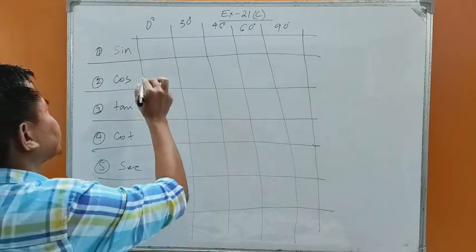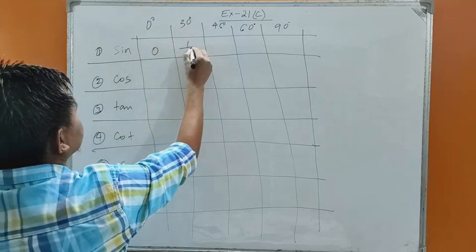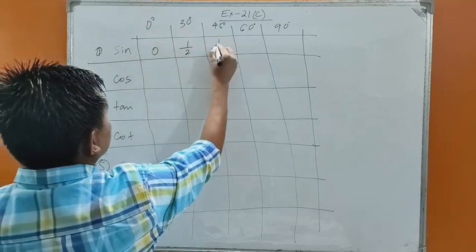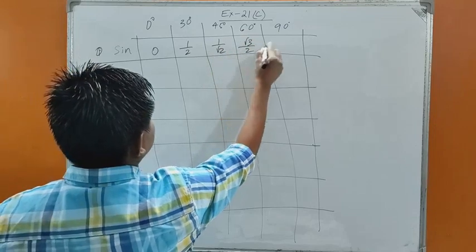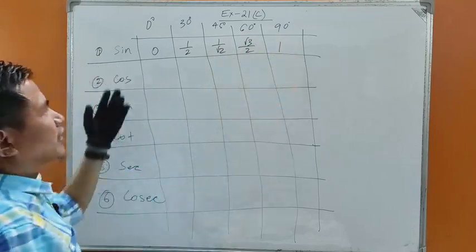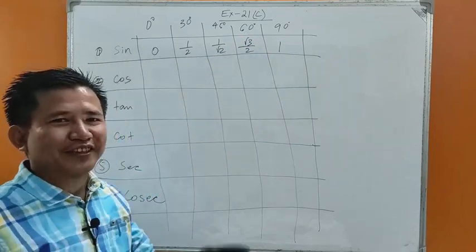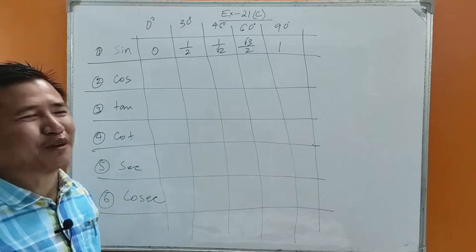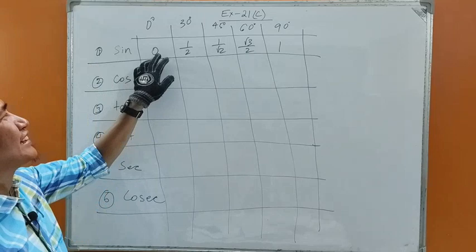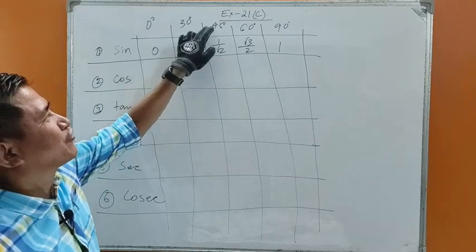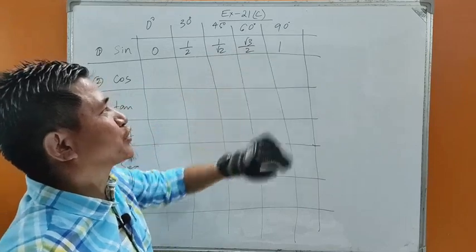So let's do that. Sine 0 degree is 0, sine 30 degree is half, sine 45 degree is 1 upon root 2, sine 60 degree is root 3 by 2 and sine 90 is 1. You can memorize these 5 numbers, isn't it? You can even remember a 10-digit mobile number, then why can't you remember 5 numbers? So sine 0 is 0, sine 30 is half, sine 45 is 1 upon root 2, sine 60 is root 3 upon 2 and sine 90 is 1.